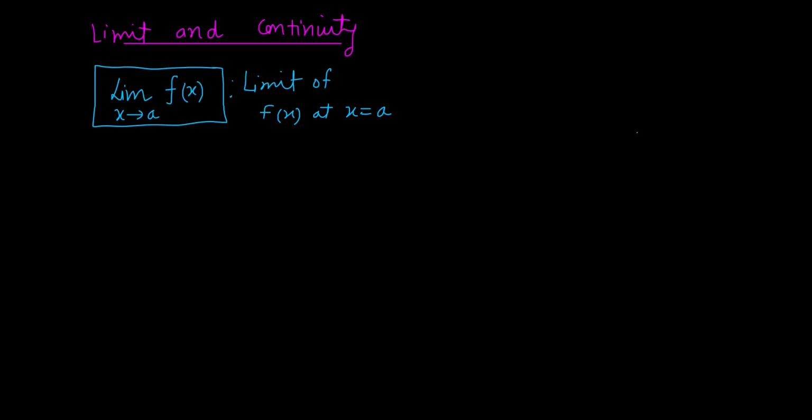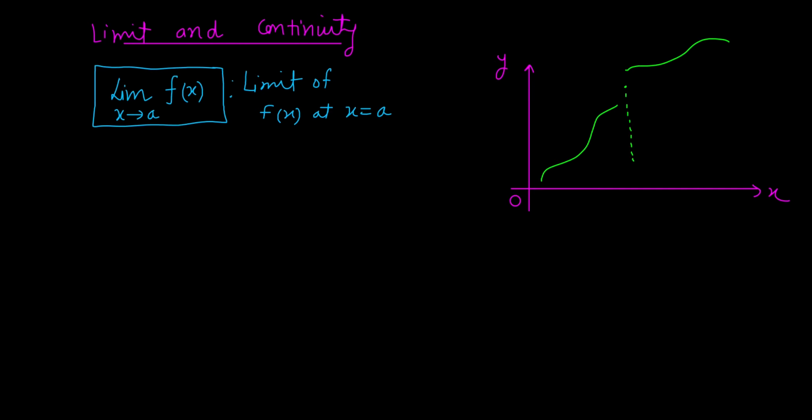So what is the meaning of limit at x equal to a? Suppose we have the graph of the function like this. This is our x-axis, this is the y-axis, and this is our origin. Suppose the graph of the function is like this. I have made the graph intentionally like this, broken in between. Suppose this is our point x equal to a. As we approach point x equal to a from the left side, the function's graph is going towards this point.